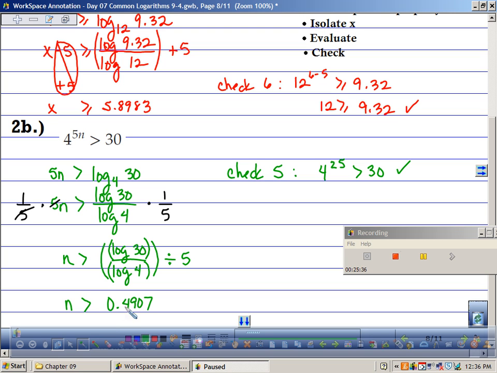Or 0.5, I don't know. Oh, it should be 1. Did I do the same thing on my check? Oh, I see why. 4 to the 1 would be 4 to the 5th. It doesn't matter.